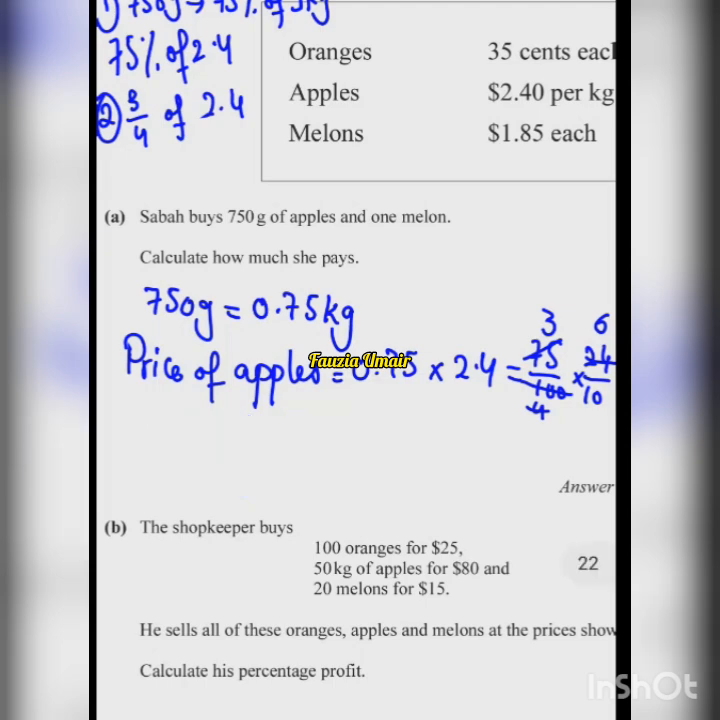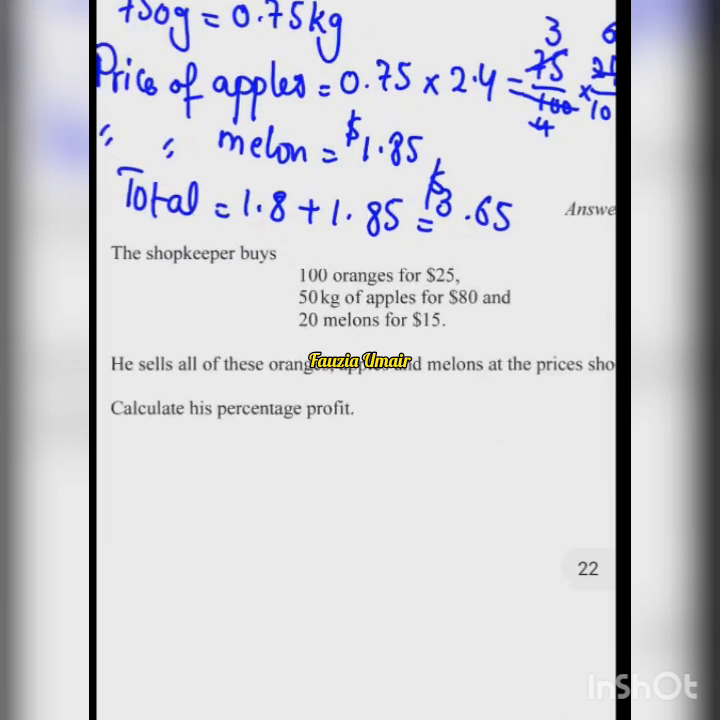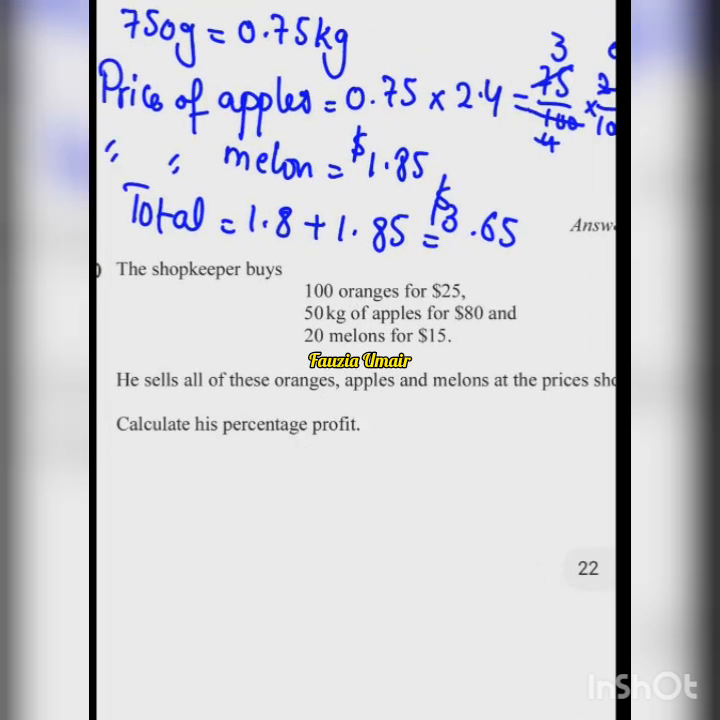So the next part is profit percentage. The shopkeeper buys 100 oranges for $55, 50 kg apples for $80 and 20 melons for $15. He sells all of these fruits at the prices given in the table. We need to find out what percentage profit he is getting. Is the question clear? What do we need to find out?